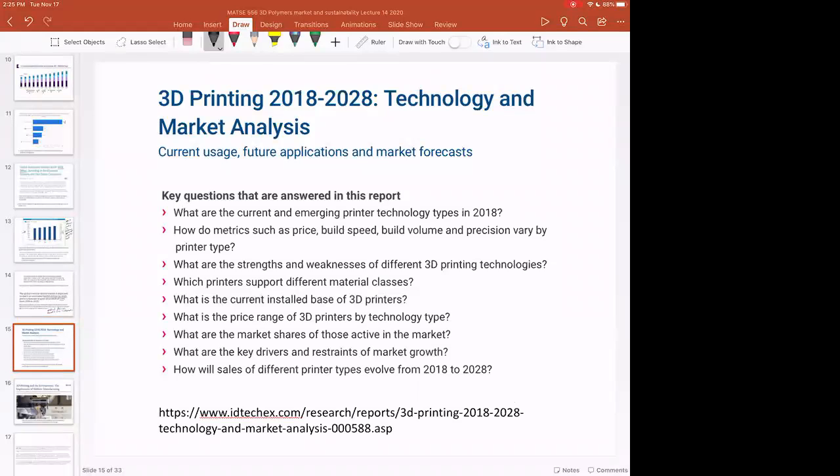So there's a lot, like I said, a lot of information out there. And this slide is from 2018, and here's the report right here. But they're really talking about where additive is currently used. Of course, this changes every year, so I'll have to update my slides next year when I teach this course. The future applications are happening now, and market forecast.